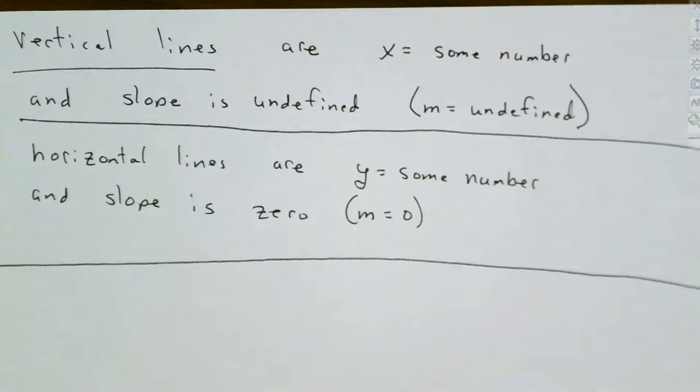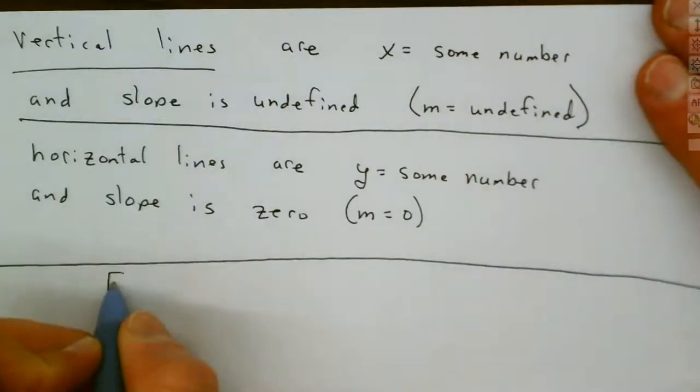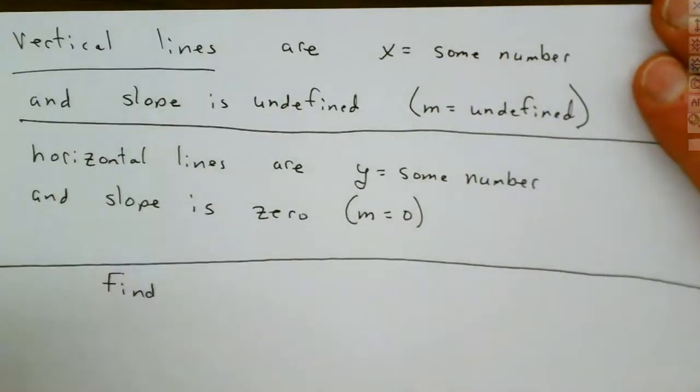So now I'm going to give you a point and a slope, and you're going to have to tell me what it is. We're just going to find the equation, because these are all in standard form. So I'm just going to say find the equation. They have to be in standard form.